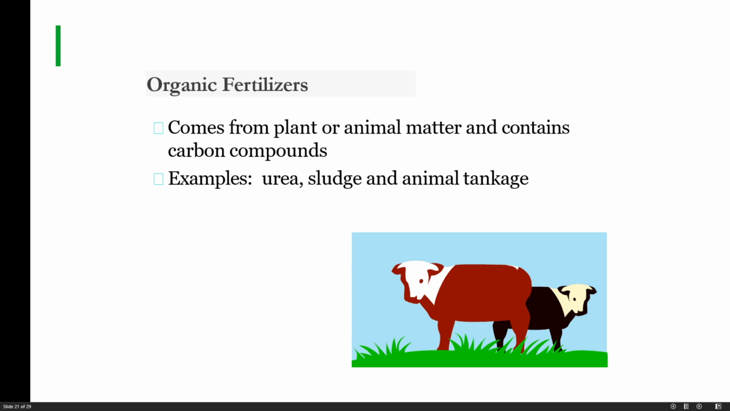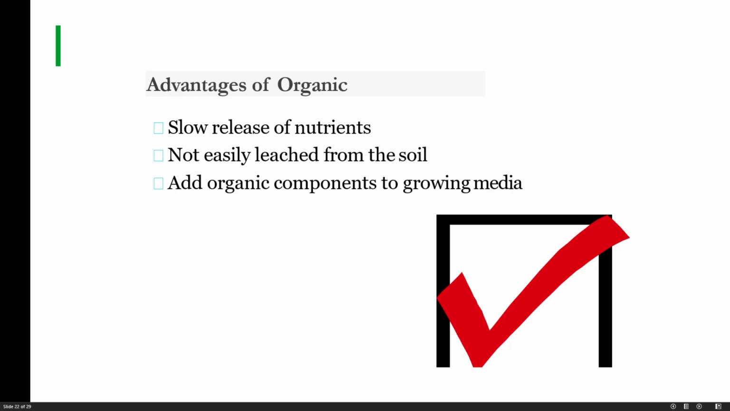Next, you have the organic fertilizers. So, ayan nga, kaya sinabi, organic fertilizers feed the soil, not directly the plant. Okay? So, organic fertilizers come from plant or animal matter and contain carbon compounds. Example, sludge and animal tankage. Okay? Usually, yan yung mga pupo, or yung mga namatay na mga hayop. O kaya pag na-decompose na, mga tuyong dahon, mga branches, pinagsasama-sama nila yan.